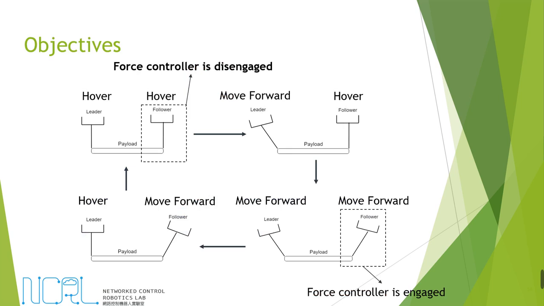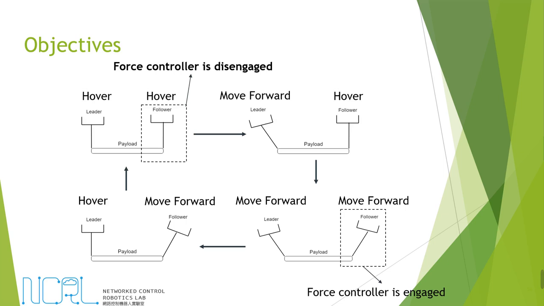So here we define four stages of transportation. The first one is they take off and hover at the same height. Then the leader moves forward and the follower will follow. So in this case, we can sense the tension, not only the magnitude, but also the direction. So we can know that the follower is changing direction, is moving.